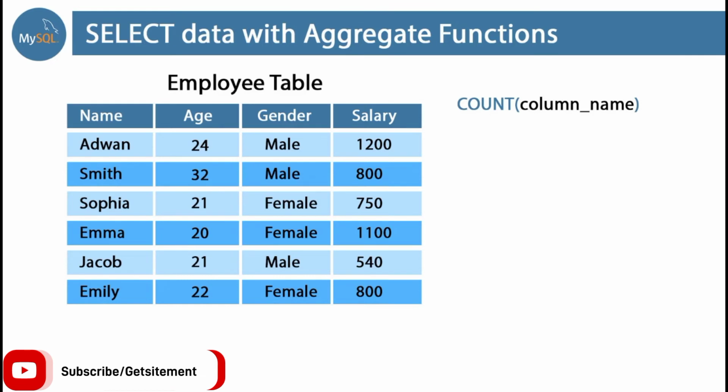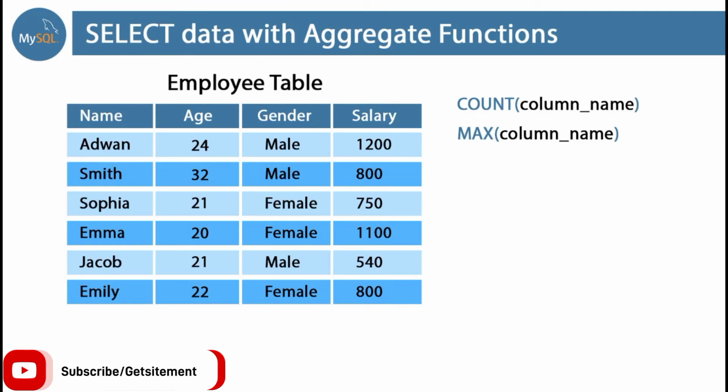And now I want to see who gets the highest salary among the employees. For this, we can use another function which is max. It is also an aggregate function. It is going to return the highest salary from the salary column. So according to the table, it's going to return Add 1 because his salary is $1,200.